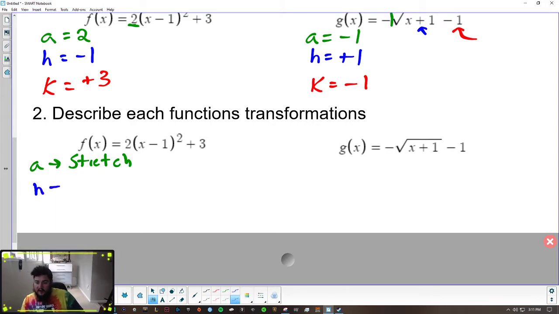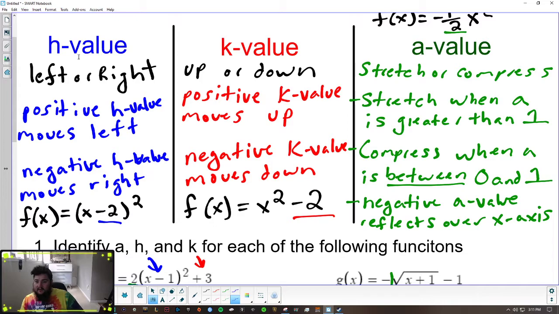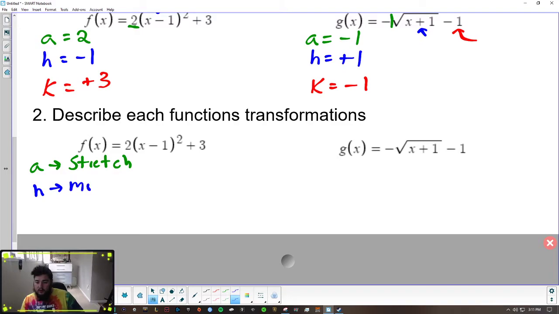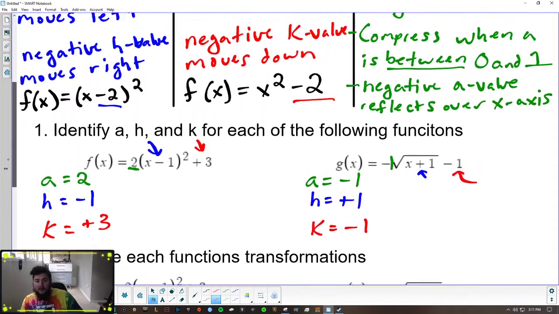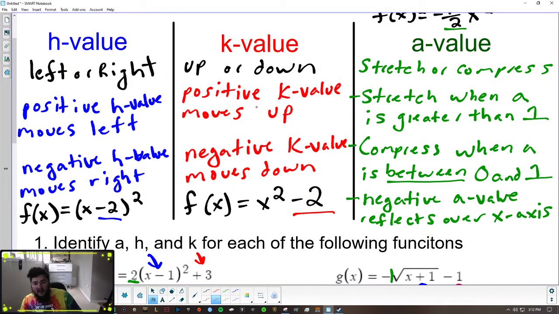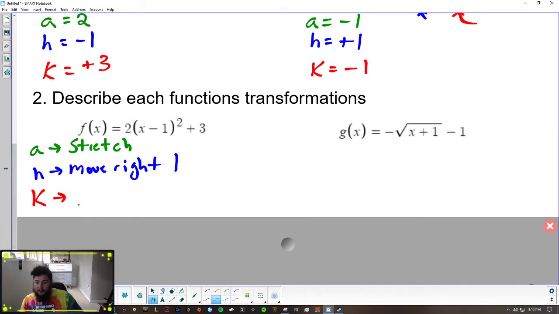Next, we said our H value was -1. And again, I'm going to go look. Negative H value moves my graph to the right. So I know I'm going to move right 1 unit. Last one is k-value. Again, we found that in that problem right above. My k-value was positive 3, so I'm going to go up and check. Positive k-value means I'm going to move up. So my graph is going to move up 3.